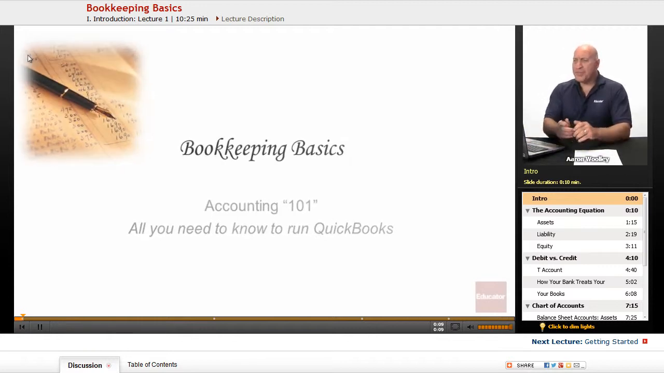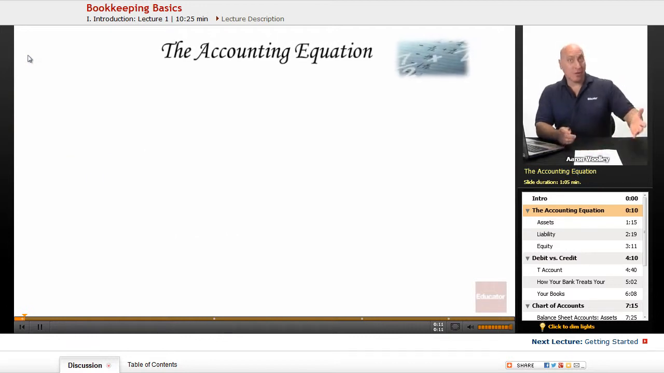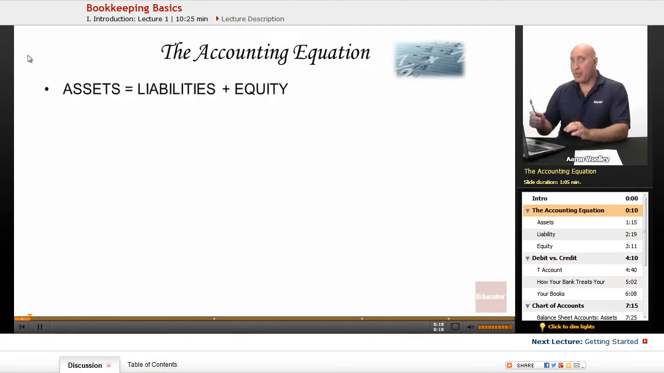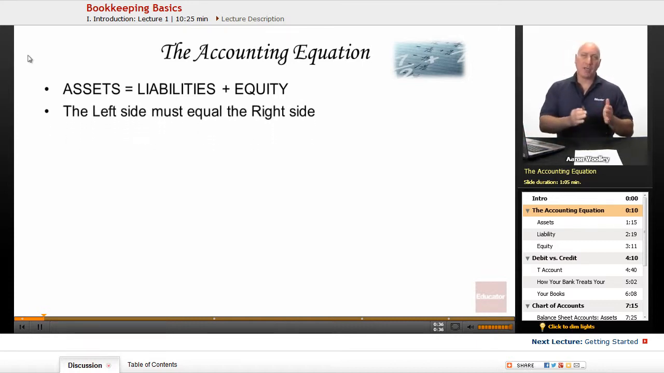Now, the thing that we need to do with accounting or in QuickBooks is we need to understand a little bit about the basics of the accounting equation. Everything starts off with this: assets equals liabilities plus equity. It's a little equation that you need to understand, that all of our assets are equal to our liabilities plus equity. Or in the reverse, we can say our assets minus our liabilities will equal our equity. Well, let's not get ahead of ourselves.